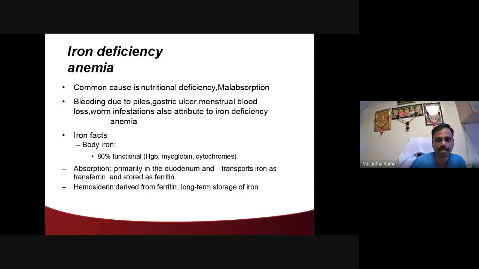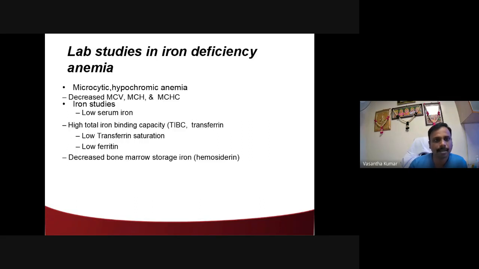The common cause is nutritional and malabsorption syndromes like tropical sprue and celiac sprue, or patients might have worm infestations like Ancylostoma duodenale. Hookworm infestations also will cause iron deficiency anemia. Next are bleeding conditions like hemorrhoids, gastric ulcers, and menstrual blood loss. So remember, iron is primarily absorbed in the duodenum, transported as transferrin and stored as ferritin, and hemosiderin is derived from ferritin, which is the long-term storage of iron.